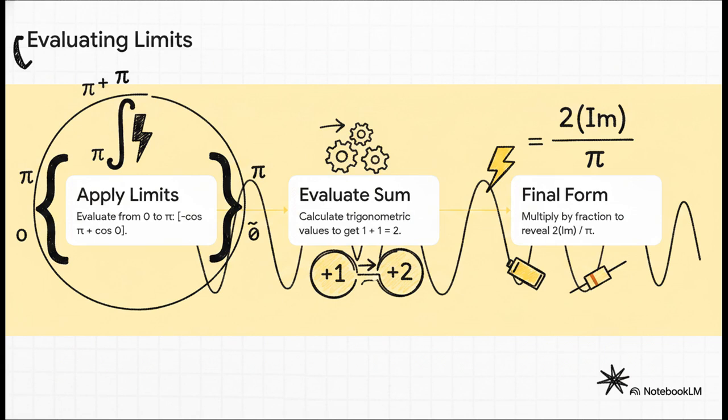Next step, let's evaluate those trigonometric functions. The cosine of pi is negative 1, so negative 1 becomes positive 1, and the cosine of 0 is 1. So inside those brackets, we simply have 1 plus 1, which of course equals 2. Finally, in step 3, we multiply that 2 by the fraction we left outside, and that reveals our final, incredibly clean algebraic form: 2 times I sub m divided by pi.